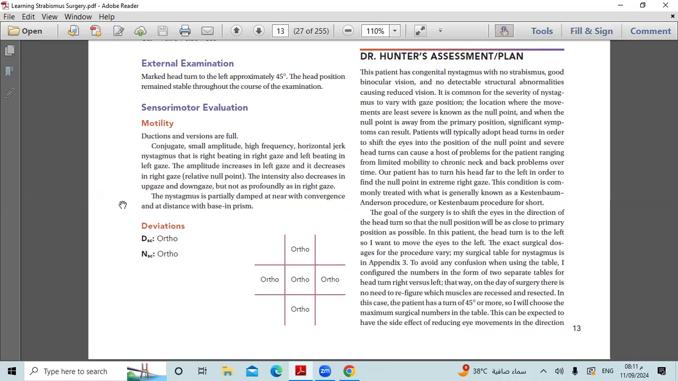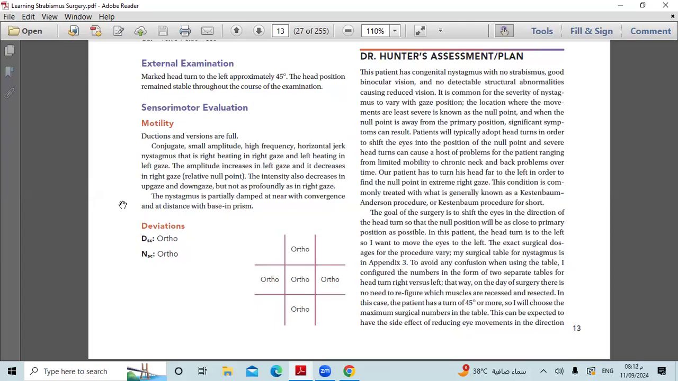The exact surgical dosage for the procedure varies. My surgical table for nystagmus is in Appendix 3. To avoid any confusion when using the table, I configured the numbers in the form of two separate tables for head turn right versus left. That way, on the day of surgery, there is no need to refigure which muscles are recessed and resected. In this case, the patient has a turn of 45 degrees or more, so I will choose the maximum surgical numbers in the table.